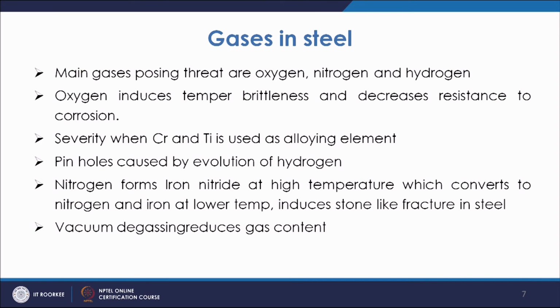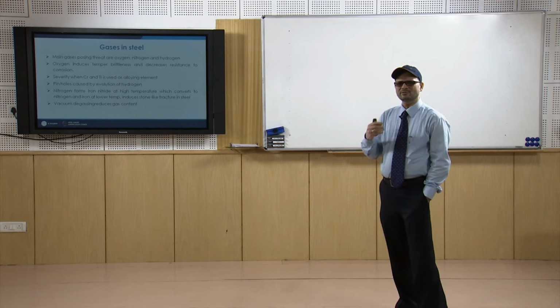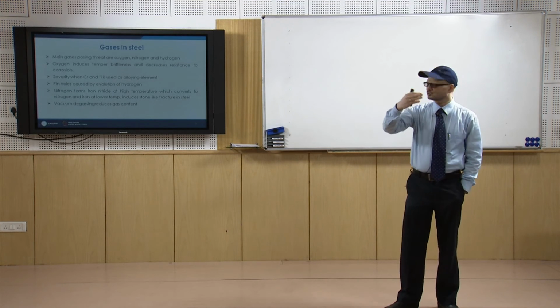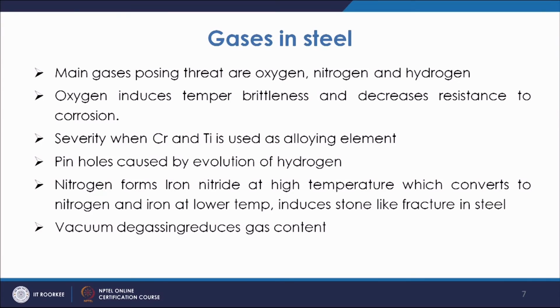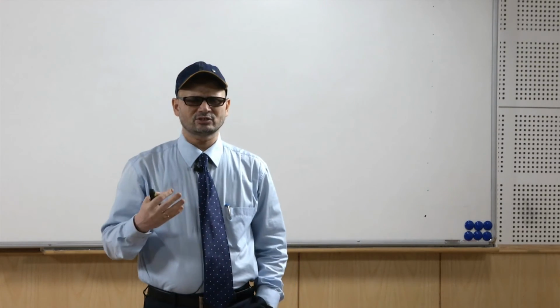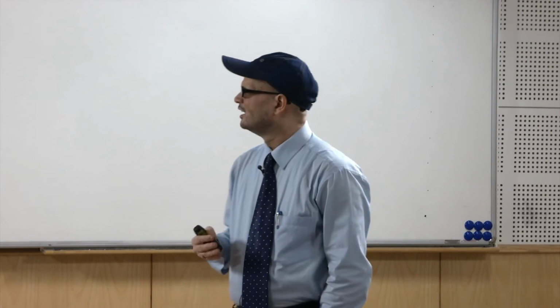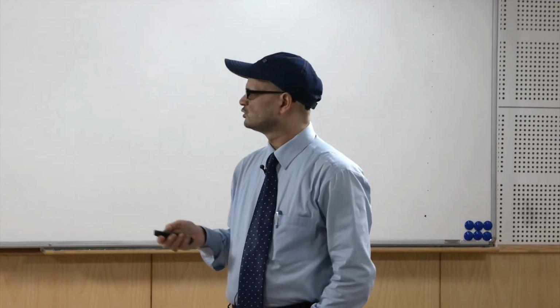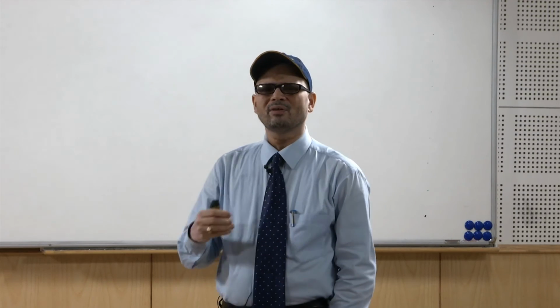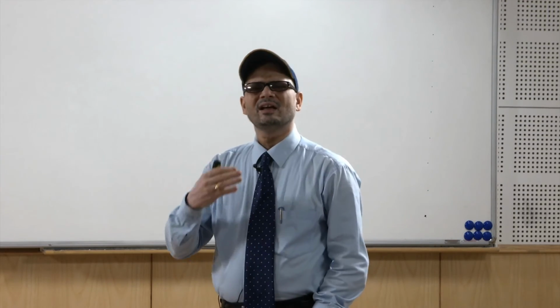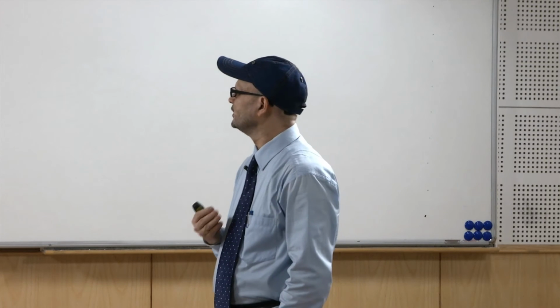So, basically that oxygen we have to remove, and that is why we use the deoxidizers to remove it. It becomes more severe when we use chromium and titanium as alloying elements, because they readily get oxidized. Chromium forms chromium oxide and then it alters the property. So, for such readily oxidizable materials, the problem of oxidized products is even more severe.